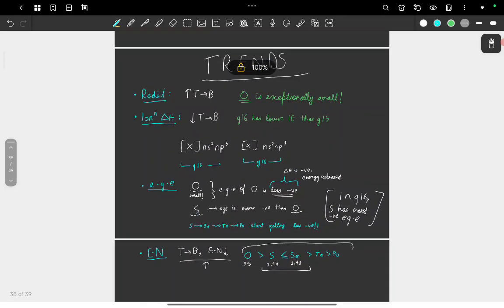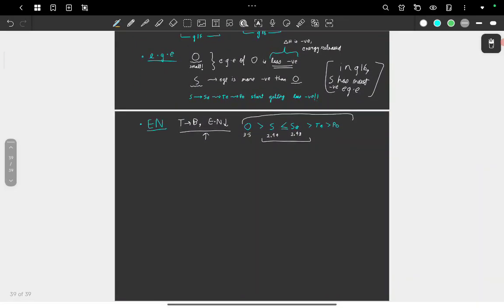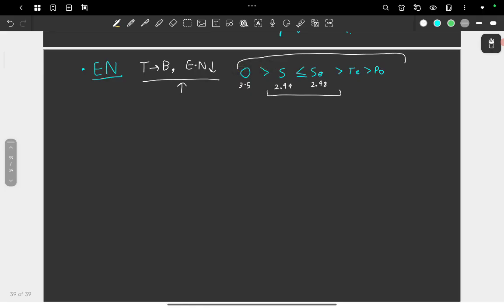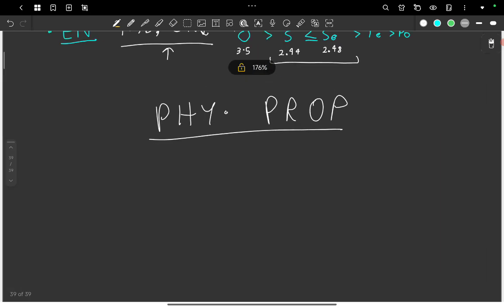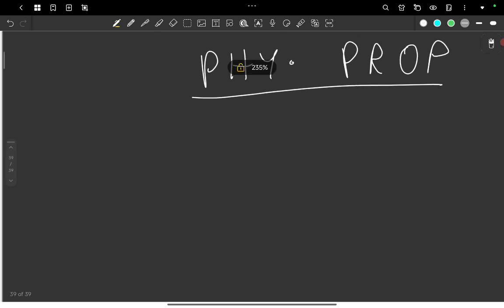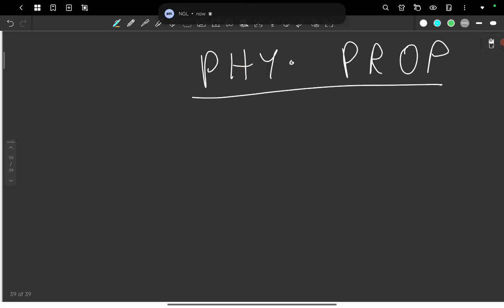Now these were the trends that you had to remember. Now we can start talking about the physical properties. What physical properties are shown by the group 16 elements? Well, let's start with metal, non-metal as always first.